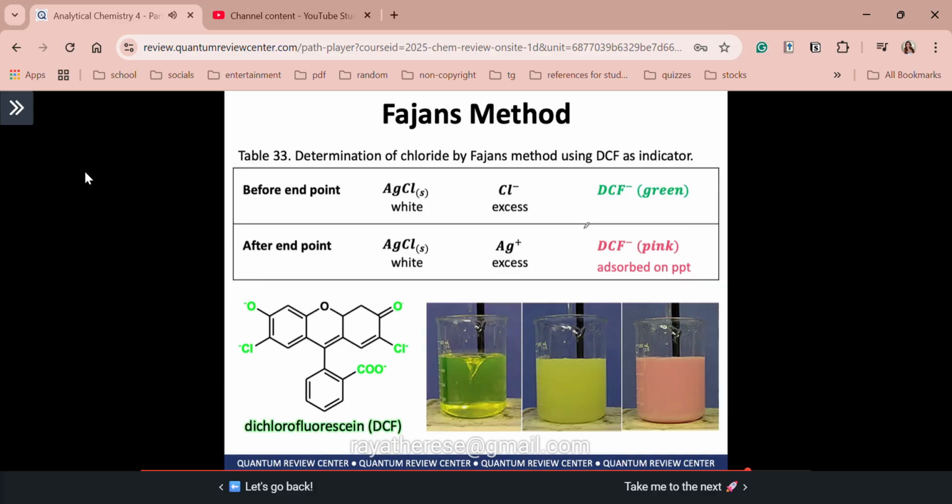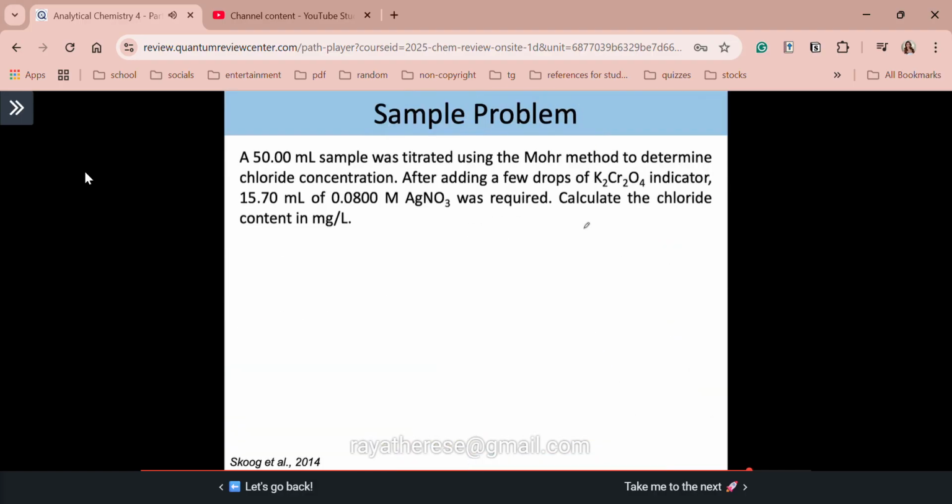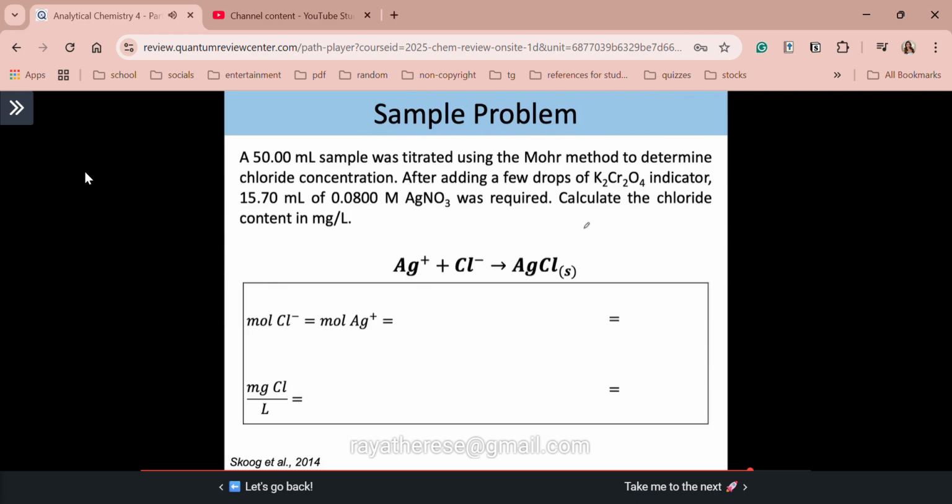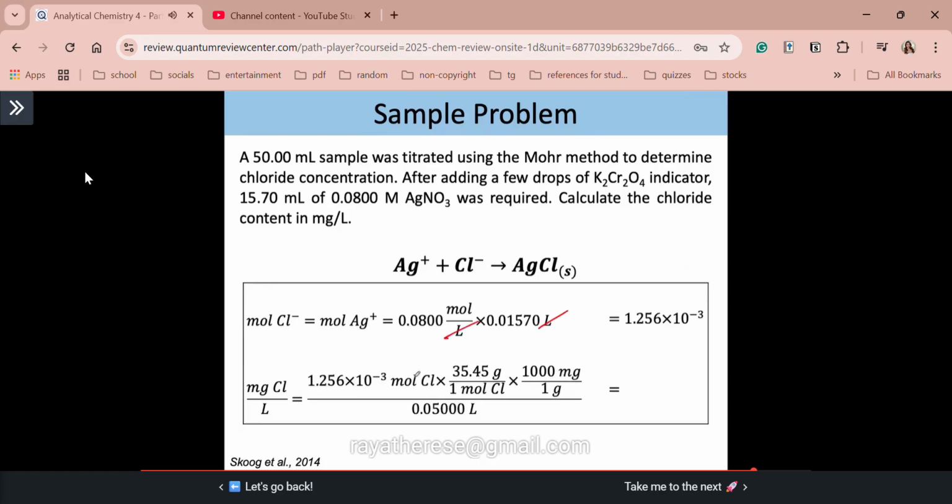Now, for the last part of our lesson, let's solve some problems. Wala sa manual to, so you have to take note of this. This is Mohr method. As you can see, class, direct lang. O ayan, chloride din yung analyte. So mole of analyte is equal to the mole of titrant consumed. Just multiply your molarity and your volume and convert to milligram. O diba? Very quick lang siya, class.